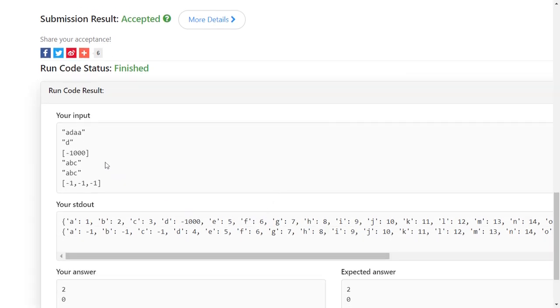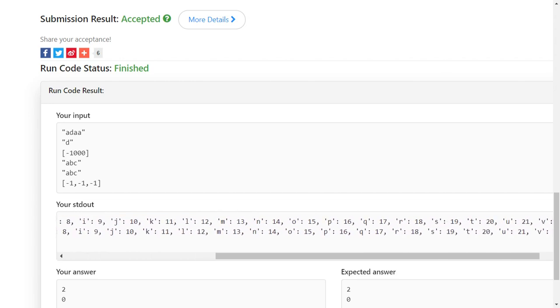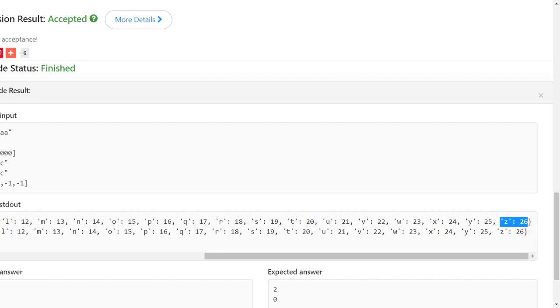If I see the first question, A is 1, B is 2, C is 3, but D is -1000. Why is that so? Because it's present in the cache array, which contributes -1000, right? After that again, E is 5, F is 6, it will keep on going till Z. Z is 26. That's how it is.